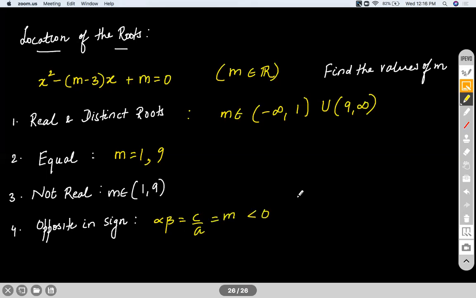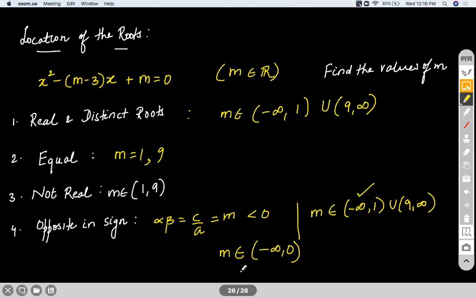At the same time, M must belong to minus infinity to 1 union 9 to infinity because it must be real also. Correct. So M should belong to less than 0, which is well under this zone. So it is minus infinity to 0. Yes, sir. Getting the point. Wasn't it easy?